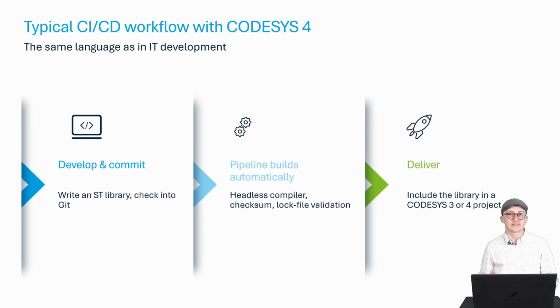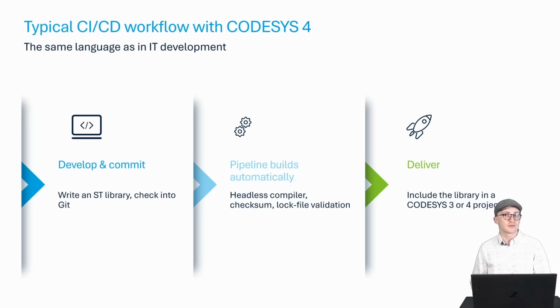The workflow has 3 steps, and once set up, it runs the same way every time. First, you develop your ST library in CODESYS 4 or CODESYS 3 and commit the code to the Git repository. Second, the pipeline takes over. The compiler runs headless and produces a compiled library with a checksum and validates the log file for dependency consistency.